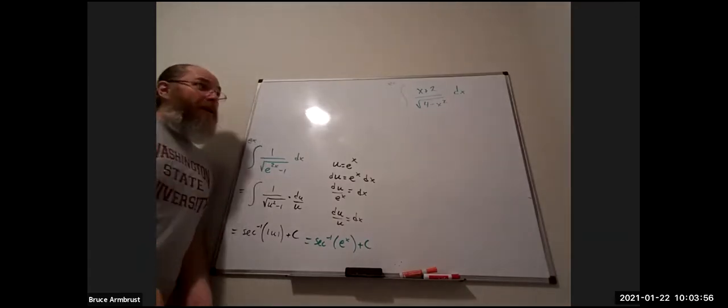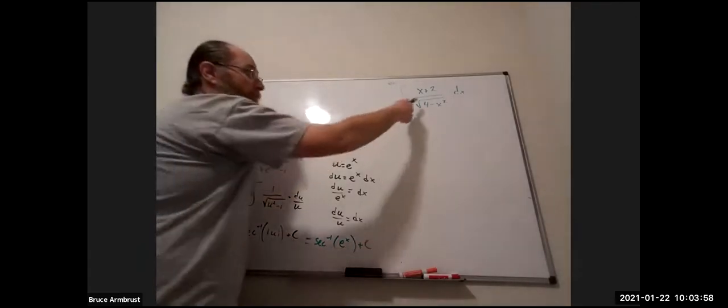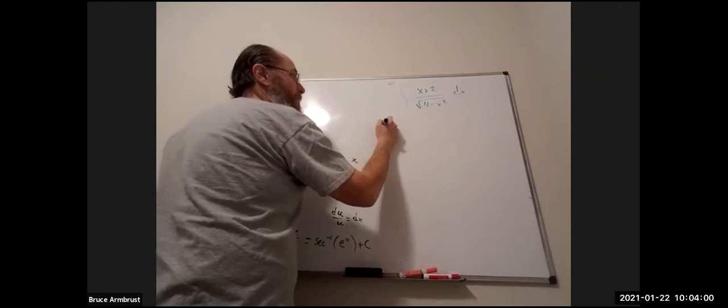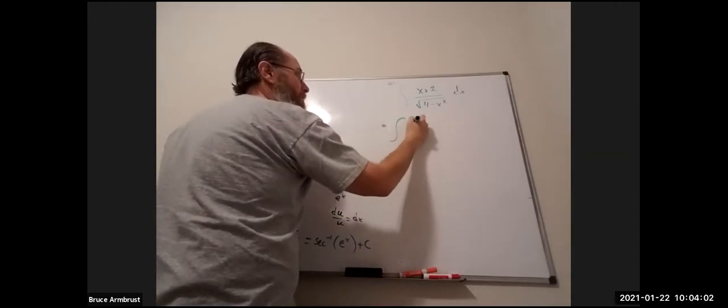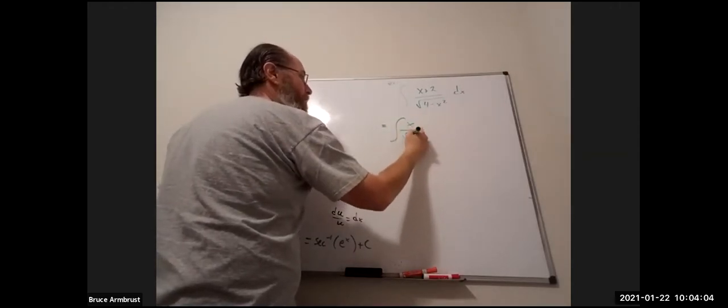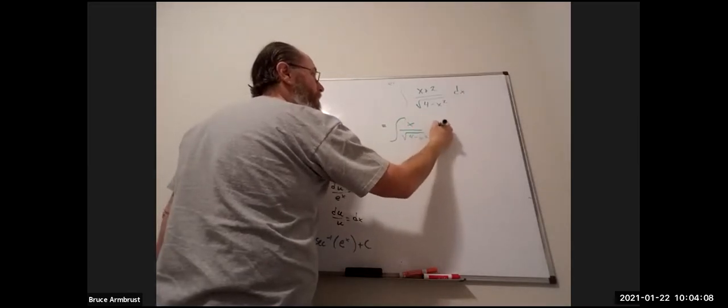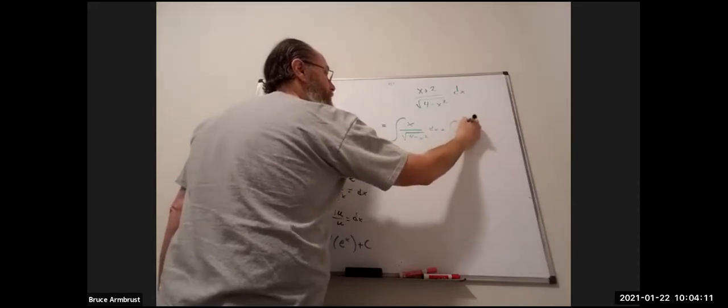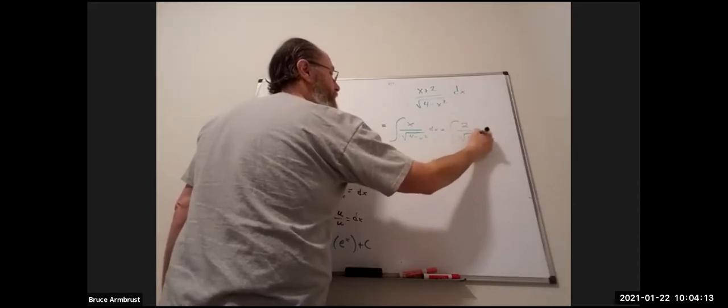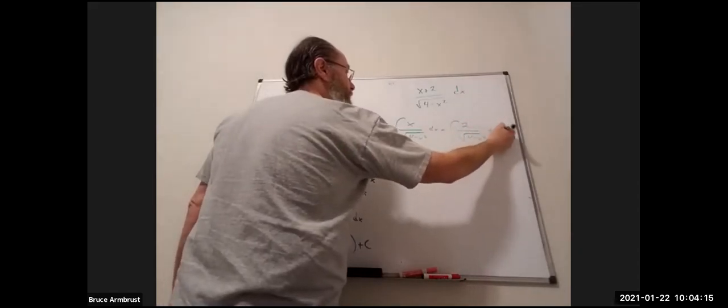Okay, well, here's where algebra is going to come in and help us again. I'm going to actually split this into 2. So that I've got x over the square root of 4 minus x squared plus 2 over the square root of 4 minus x squared.